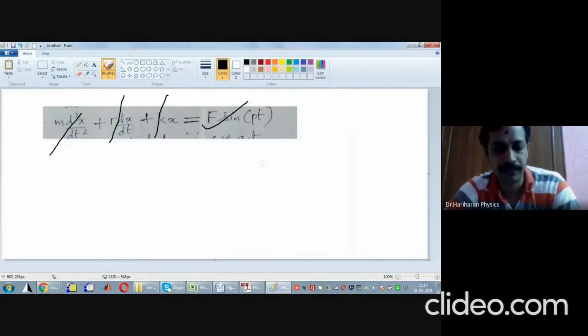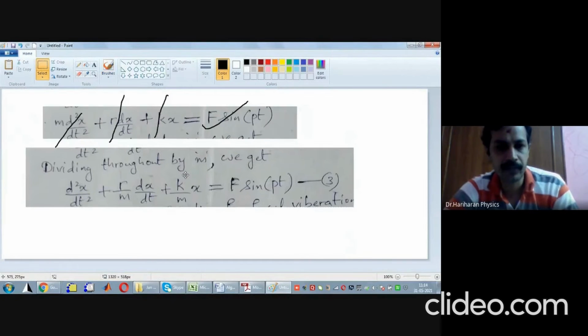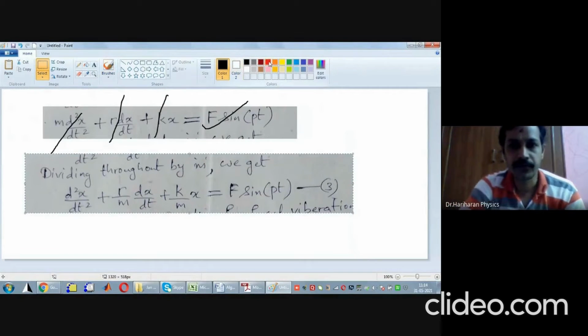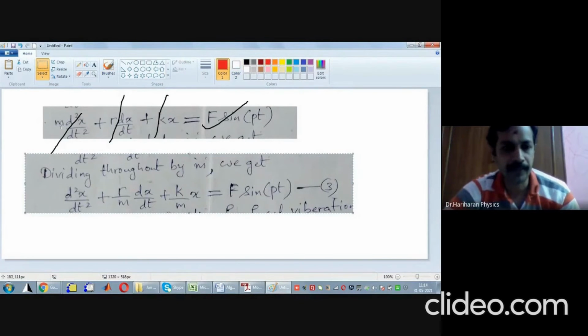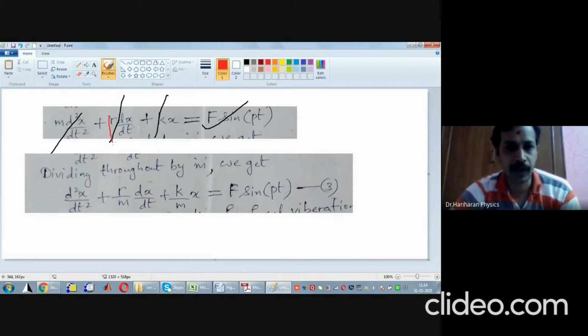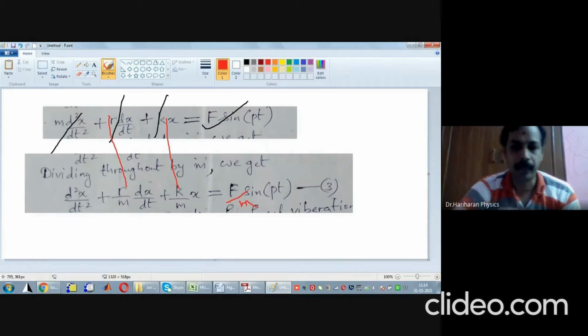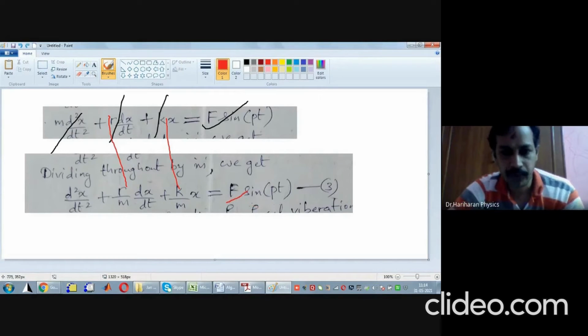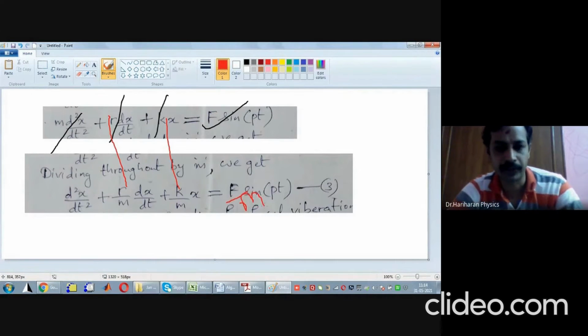Okay, how does that come? Look here, if I divide by m, this term is going to be r by m, this term is going to be k by m, and the right-hand side is going to be F by m. There is an F by m here, it is just missed in my notes. Okay, clear? This is clear to you all? I have taken care of it in the subsequent steps.